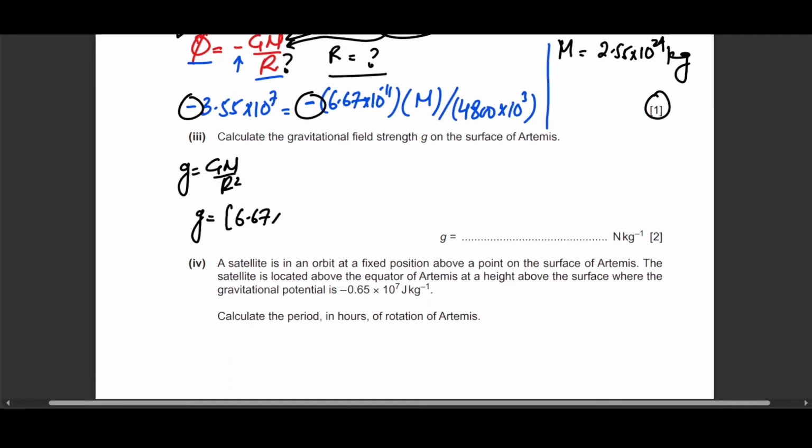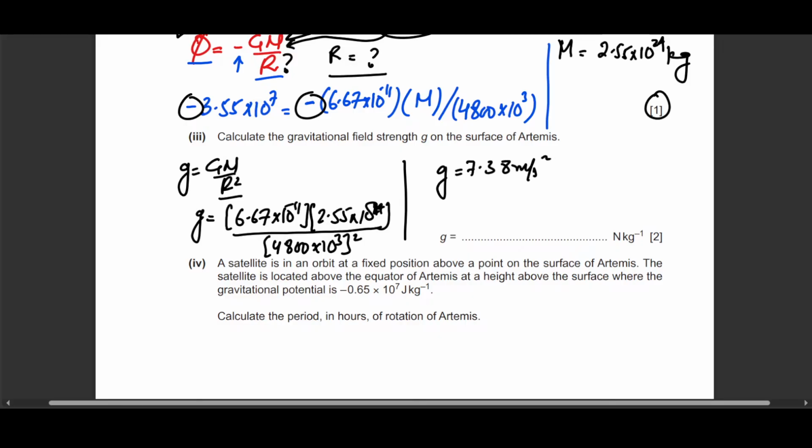So 6.67 into 10 raised to power minus 11. Then the mass is 2.55 into 10 raised to power 24. Divide this by the r squared. Please be careful. This is again going to be 4800 into 10 raised to power 3, whole squared. So the value of g comes out as 7.38 meters per second squared, or newtons per kg, as gravitational field strength. So up to two significant figures, this is going to be 7.4.